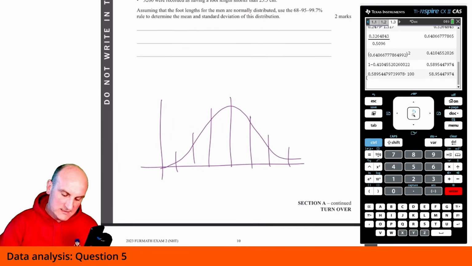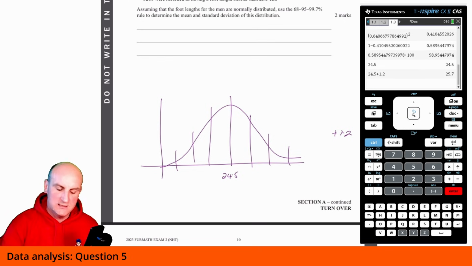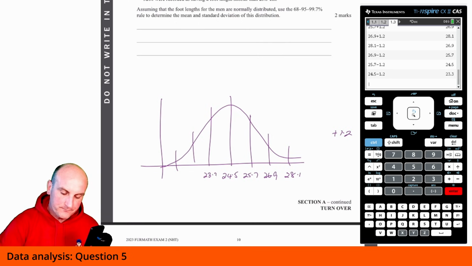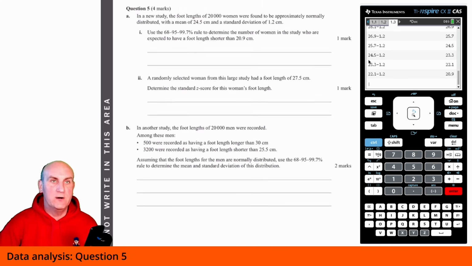24.5 and 1.2. So that's going to be 24.5, and I'm going to add 1.2 on and take it off. So now a lot of people say to me, why do you do this on a calculator? Because I do not want to make a mistake. So 24.5, hit enter, add 1.2, hit enter, is 25.7. Hit enter, 26.9, add enter, 28.1, and then I'm going to take away 1.2, and I'm going to go backwards, 23.3. There'd be nothing worse than making a silly mistake here, and 20.9. And I hate making silly mistakes, guys. It really frustrates me.